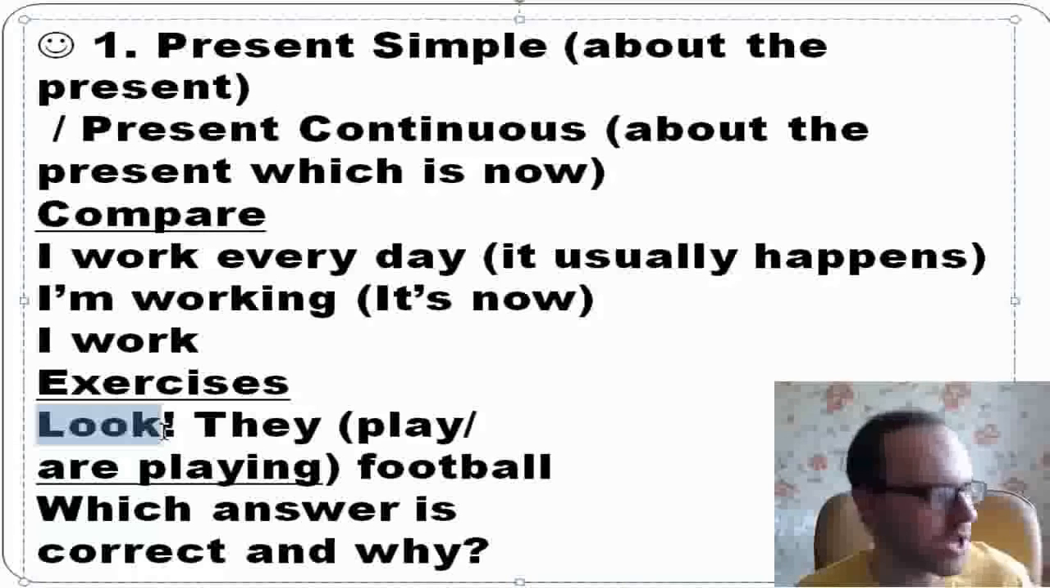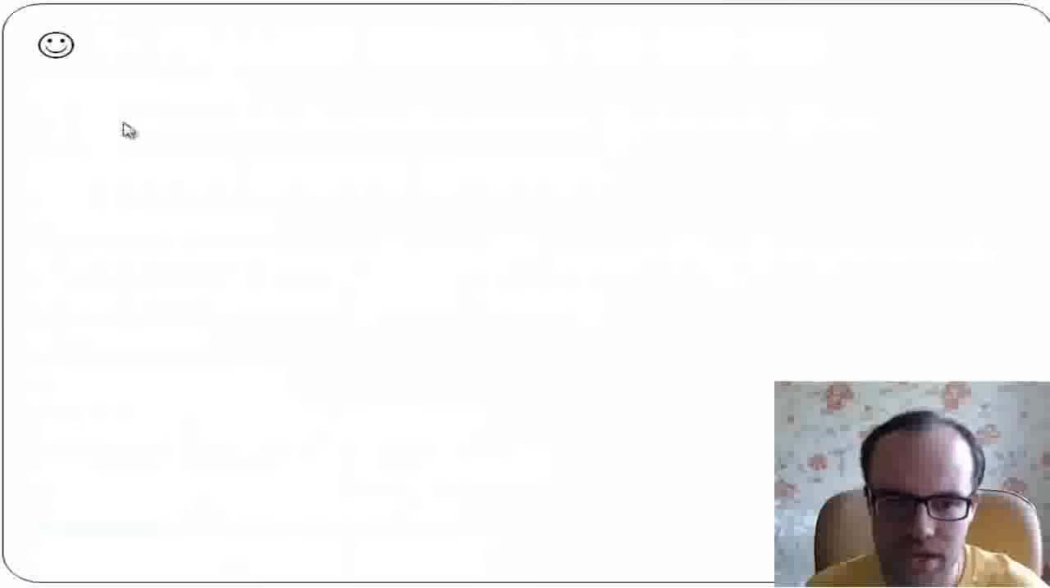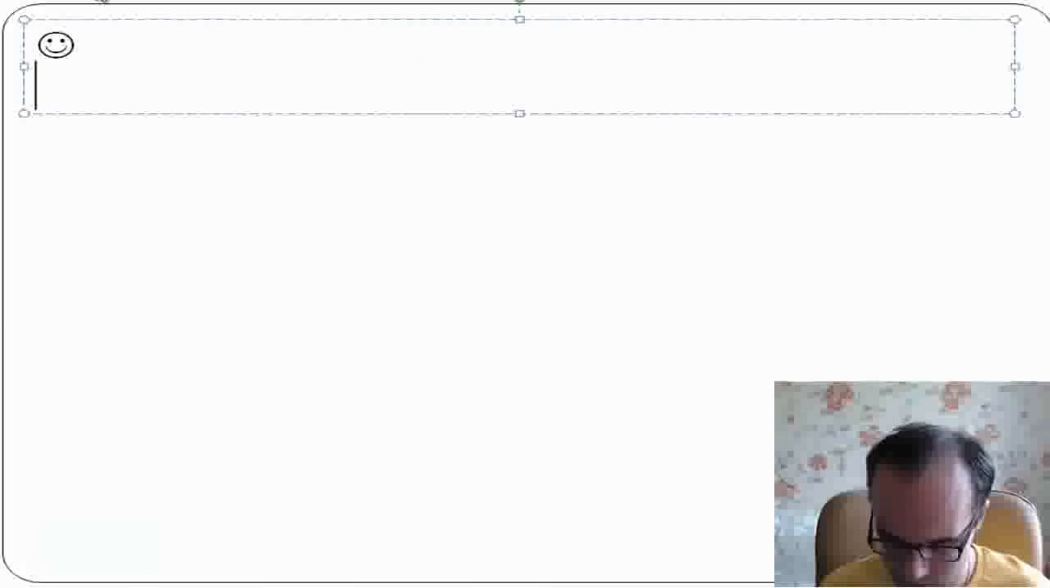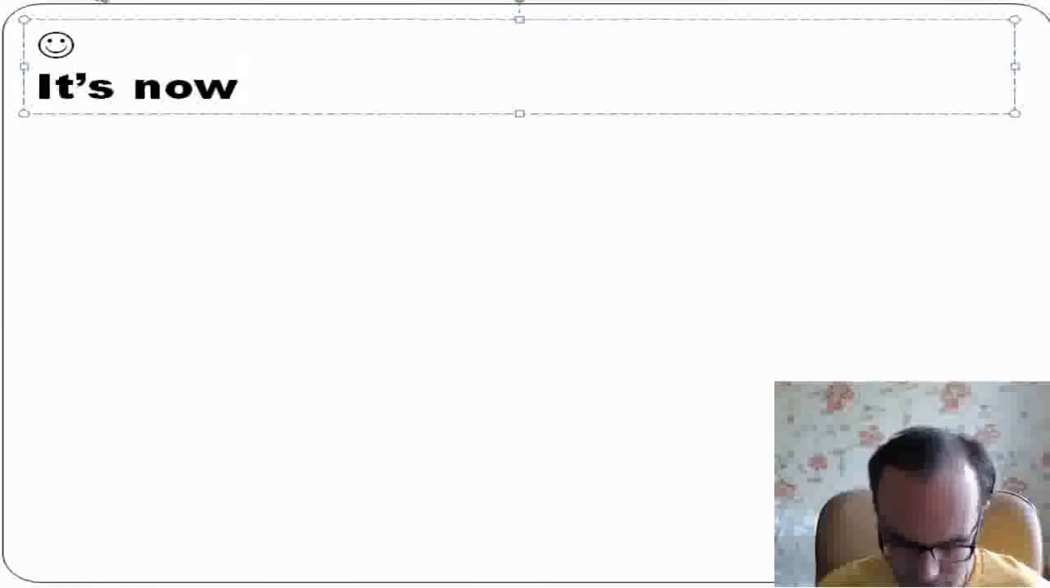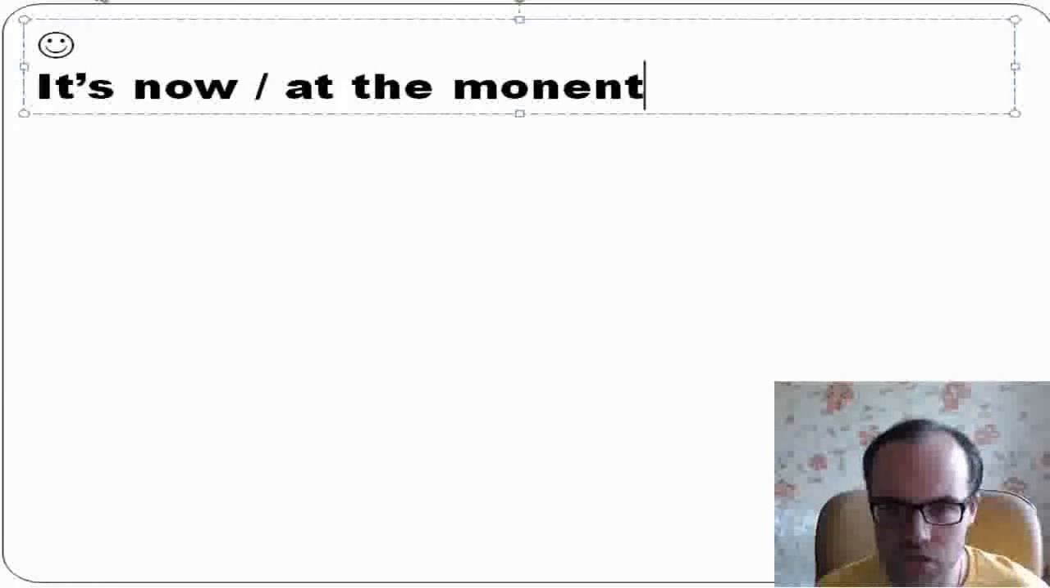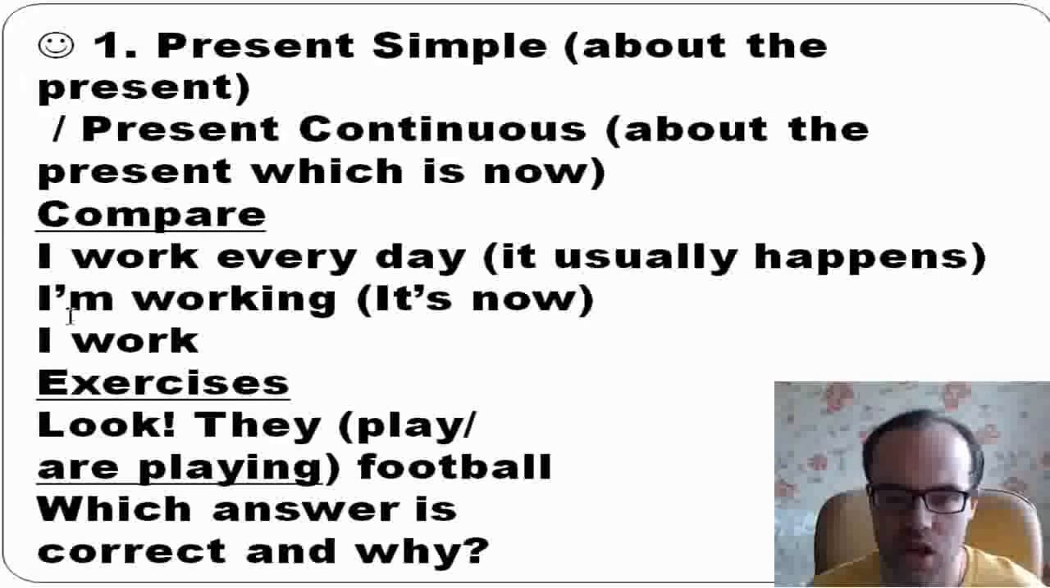Look, they are playing football. It's now, it's at the moment. So you need to use present continuous. Very good. Okay, present simple and present continuous.